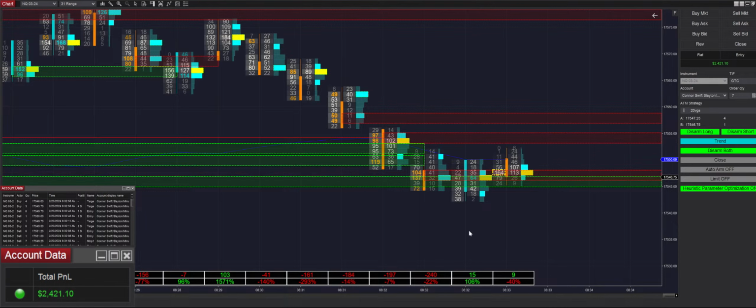Ended up getting filled there. We're back up to 2,400. I think we're a little bit above what our profit is, so we're out of that drawdown that we were in.